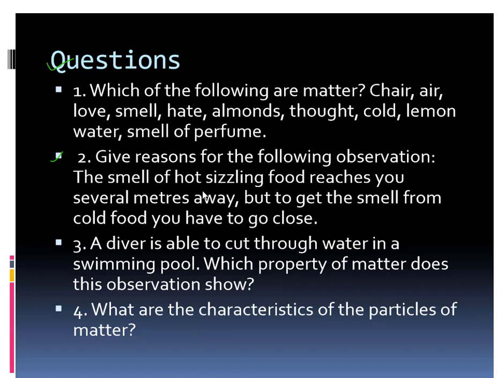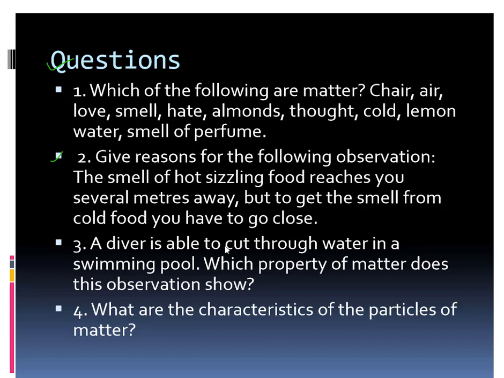The smell of hot sizzling food reaches you several meters away, but to get the smell from cold food you have to go close. Suppose your mother is cooking something in the kitchen, you can easily smell it. But if the same food is already cooked and kept inside the fridge, then to get the smell you need to go nearby to that food. What is the reason? As we know, if you increase the temperature, the diffusion increases. So when your mother is cooking, the temperature is more, so diffusion increases. When it is kept inside the fridge, the temperature is low, so diffusion is also low.